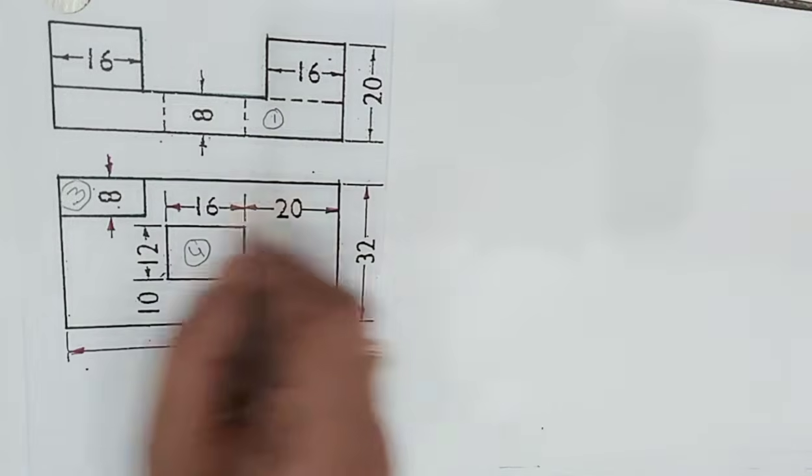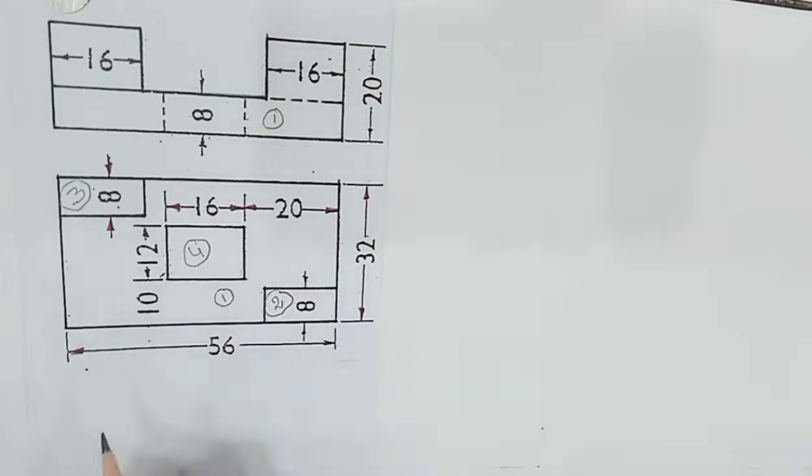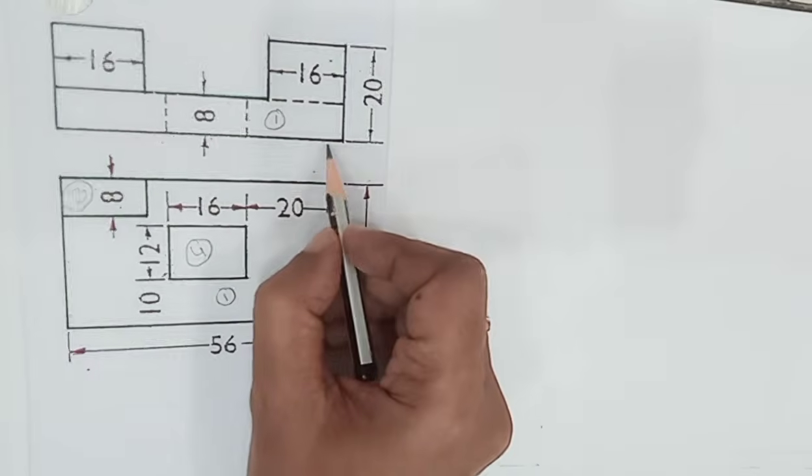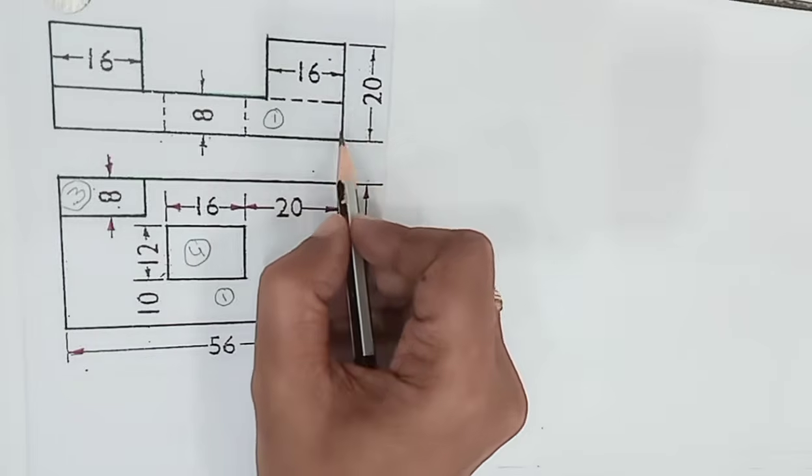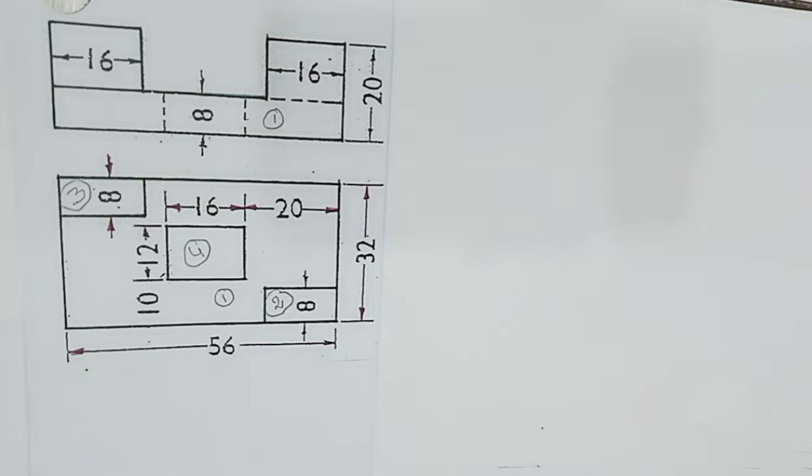First part, related information in the front view. First part, this is the top view. This 56 by 32 rectangle in the top view, related front view is 56 by 8. That is 56 by 8. 56 is the length, 8 is the height.